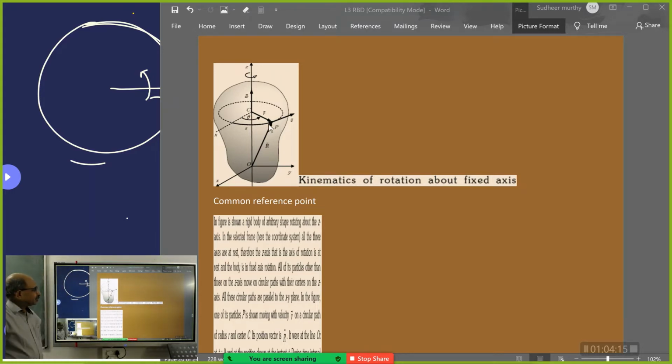Now the thing is, if from this point C I am watching and saying that the angular speed of this is omega, or acceleration is alpha, whatever it is. Now if I see from point O, what is the angular speed of this? From point C the angular speed is omega; from point O, what is the angular speed of this? Omega. Very good. So all of you are convinced it is omega.